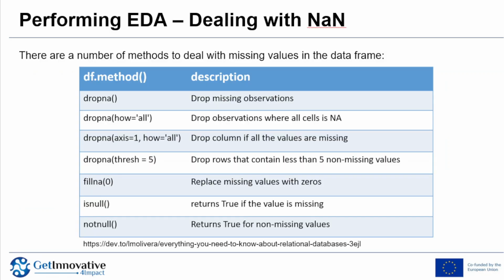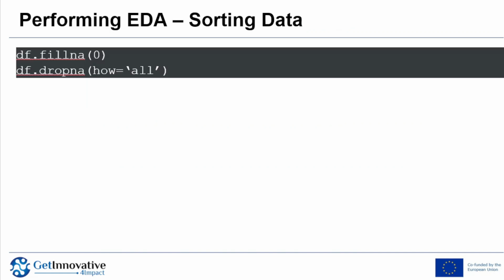And if we want to deal with NaN, if NaN is involved, we will use different commands. If we want to drop any missing observation, if we want to drop observations where all cells are NA, if we want to drop a column if all the values are missing, there are several commands that could be used as needed. This is another one.